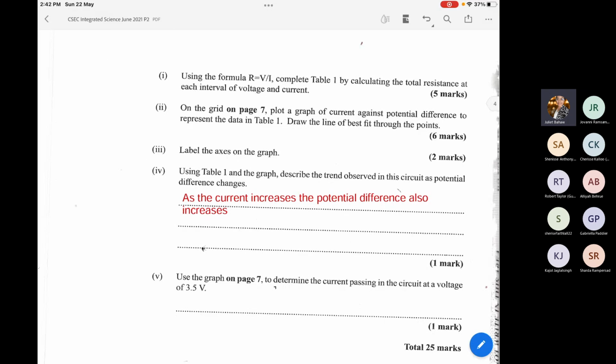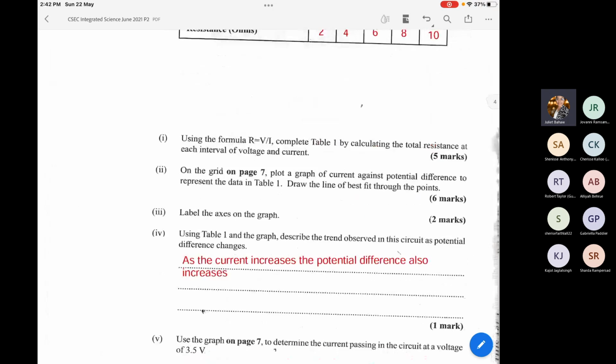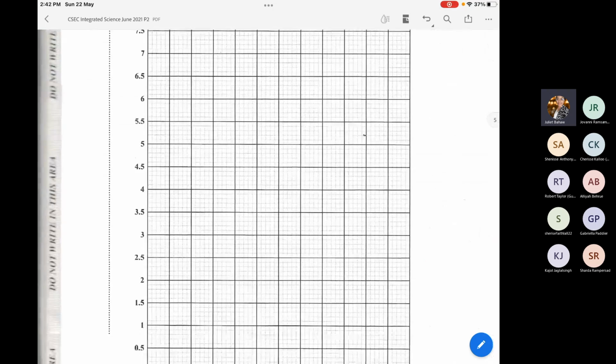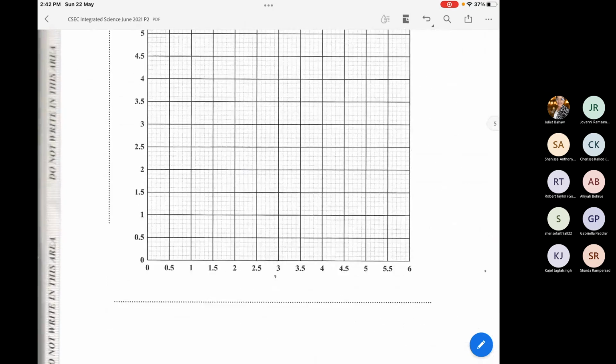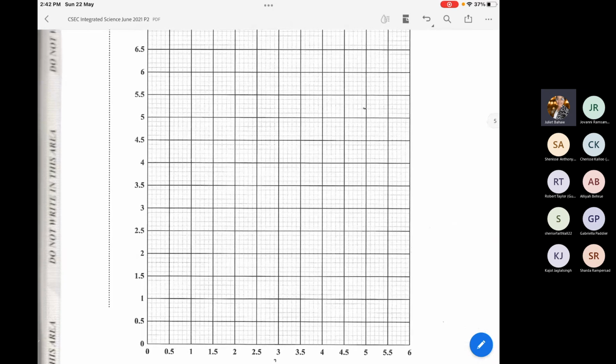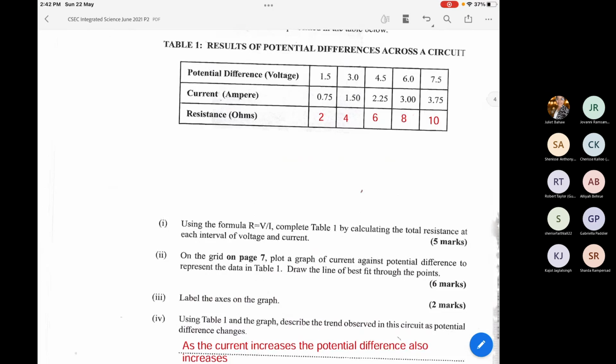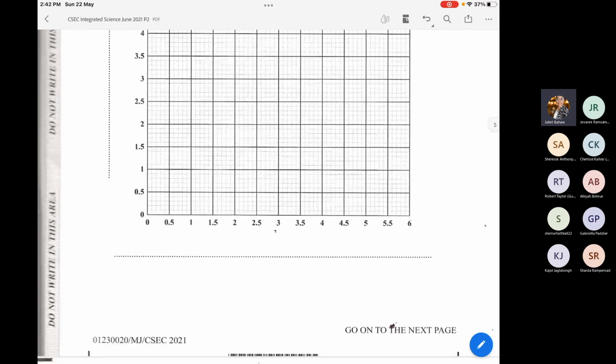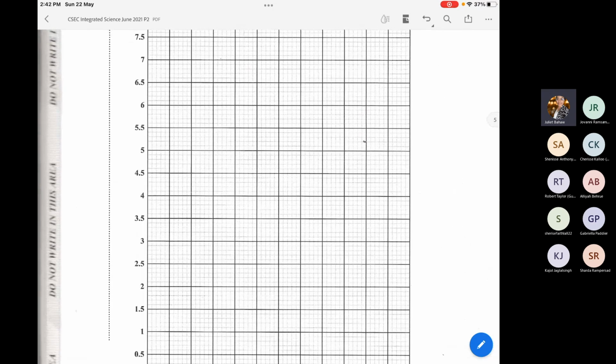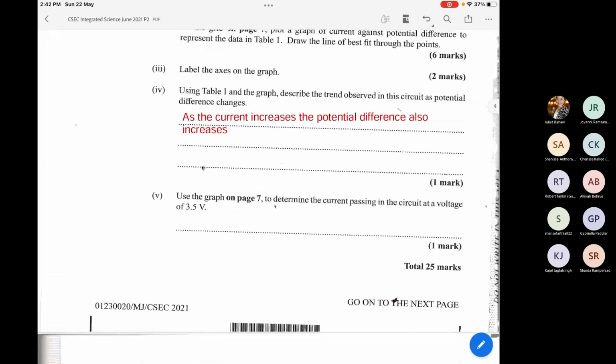All right, for people who plotted the graph for part 5, you had to determine the current passing in the circuit at a voltage of 3.5 volts. So in your graph, make sure you do your dotted lines. You go to 3.5 and then you go across. Right, so you're looking for 3.5. You take your ruler, you go where the line intercepts the best fit. You then travel across to get your current.